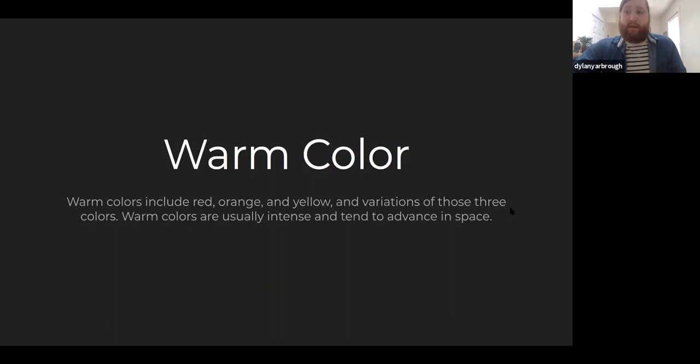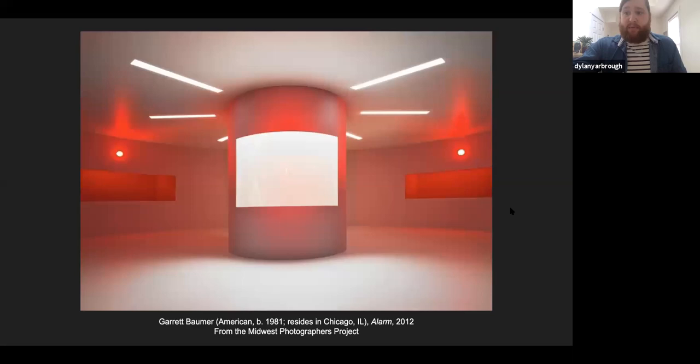So lastly, we'll talk about warm and cool color. These are really easy to talk about. Warm color is red, orange, and yellow, and variations of those colors. Warm colors are usually intense, and we tend to see them advancing in space. To talk about warm color, I brought up this image called Alarm by Garrett Bommer, made in 2012, from our Midwest Photographers Project. You'll notice that this image is dominated by the color red, which is a warm color.